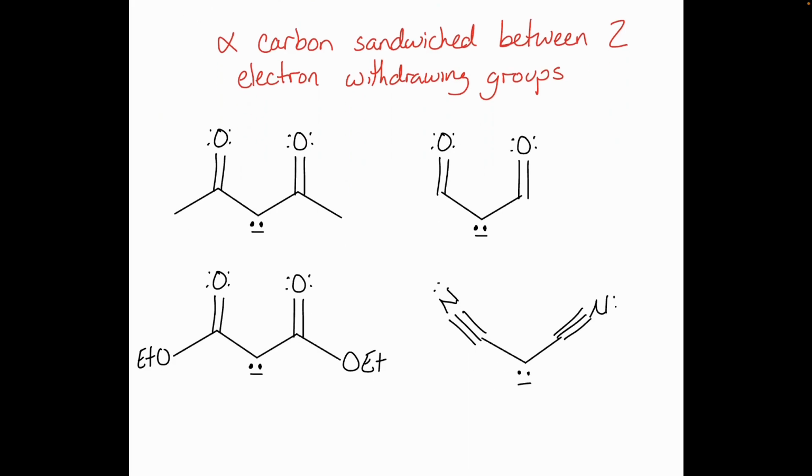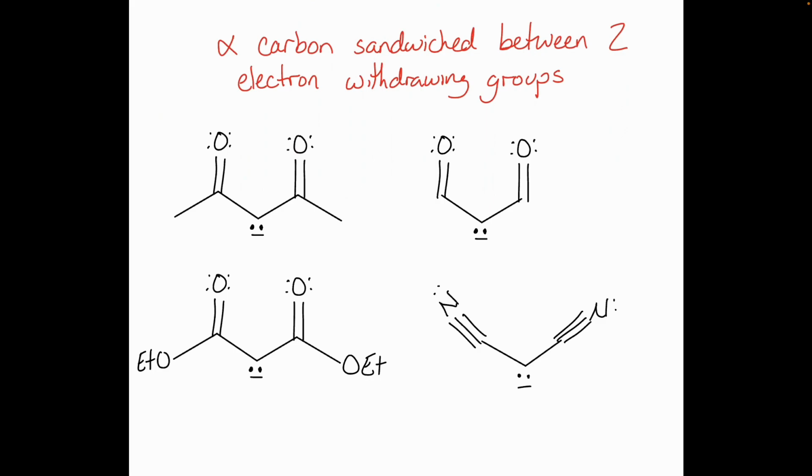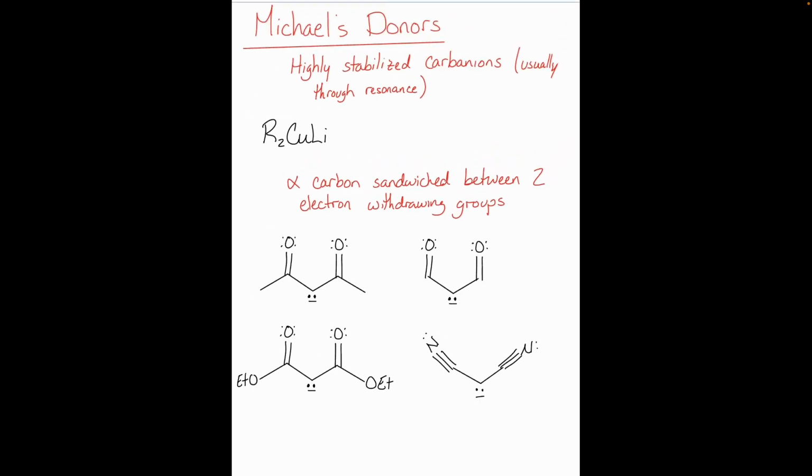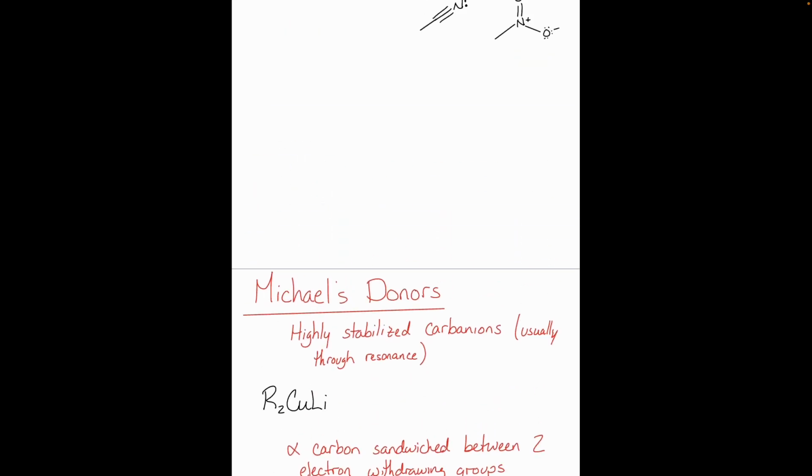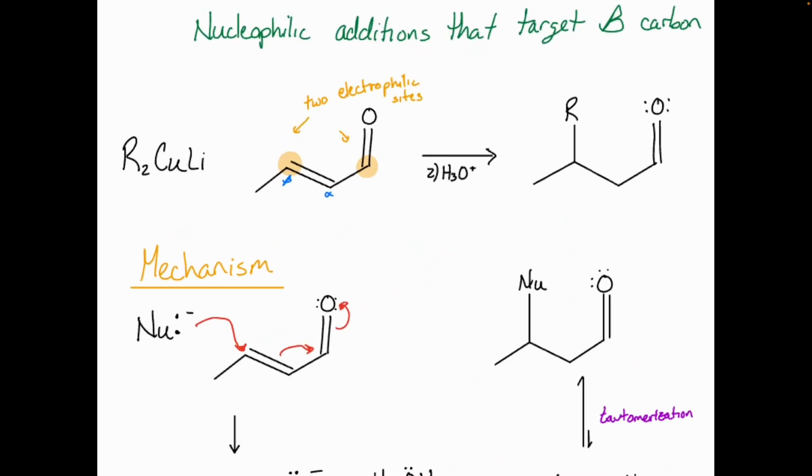All right, all of these enolate ions here are sandwiched between not just one, but two electron withdrawing groups, which helps stabilize that negative charge. And that really stable negative charge on that carbon is a really important feature for these Michael's donors, which again prefer that beta carbon of the Michael's acceptors. If it's too strong of a nucleophile, something like a Grignard, it will react instead with that carbonyl carbon. We're talking about reactions that specifically occur at this beta carbon here.